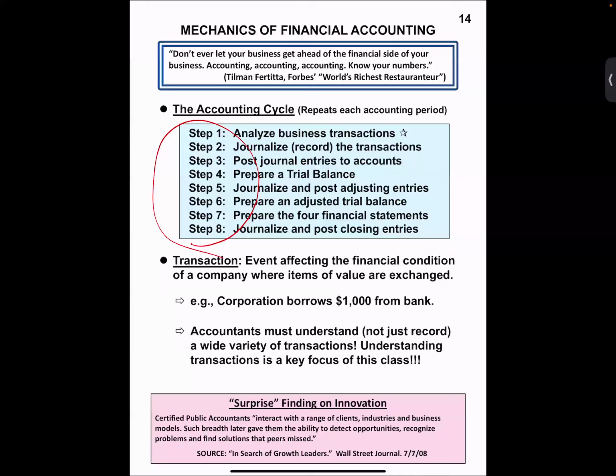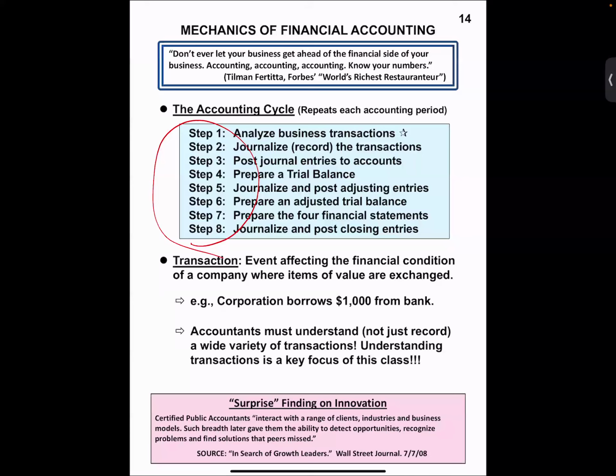And what we need to do is somehow make sure at the end of the day that those transactions get into our accounting system so that when we prepare the financial statements at the end of the period, all those transactions are reflected in the financial statements. So you can see here another example. Corporation borrows $1,000 from the bank. So what we need to understand is, again, how did this particular transaction affect the company, its financial condition?